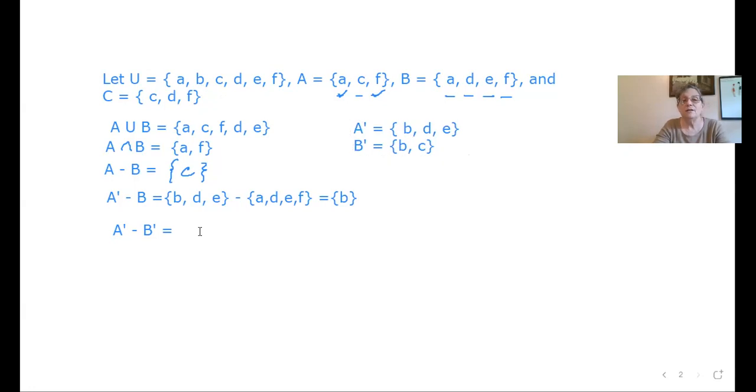So if we take the complement of A and remove anything that's in the complement of B, what's it going to leave? We've got b, d, and e from A complement. We're going to take out b and c. Well, there already isn't a c there, so we have to take out the b. That's going to leave d and e.